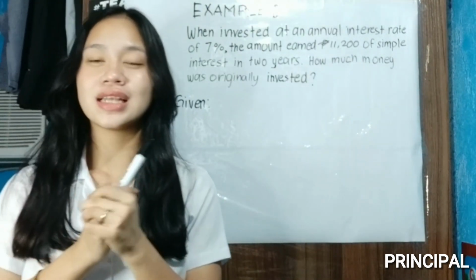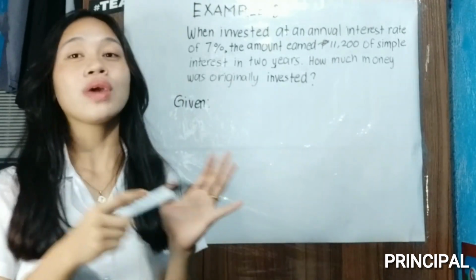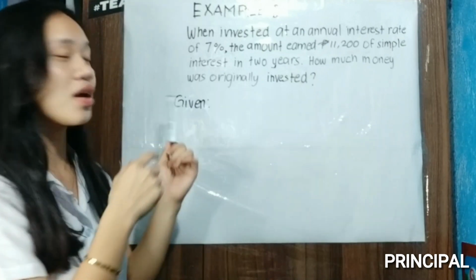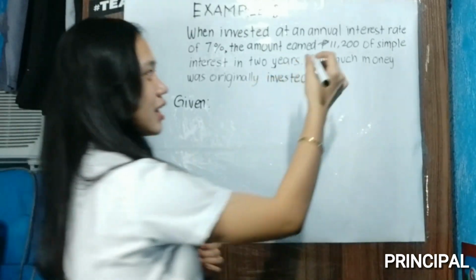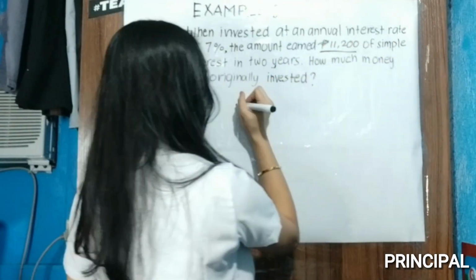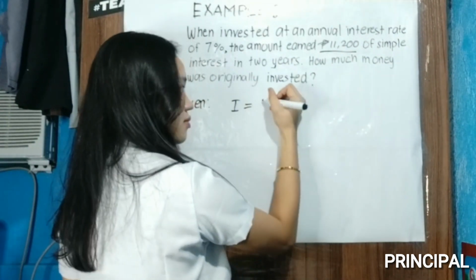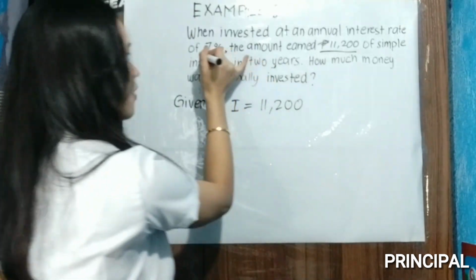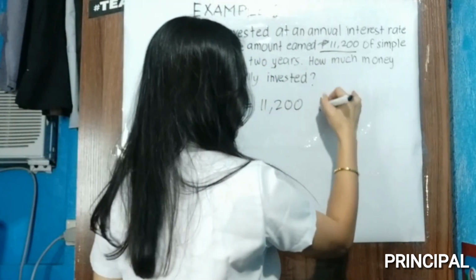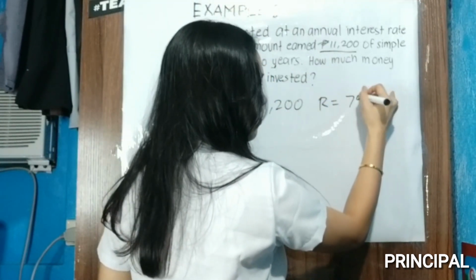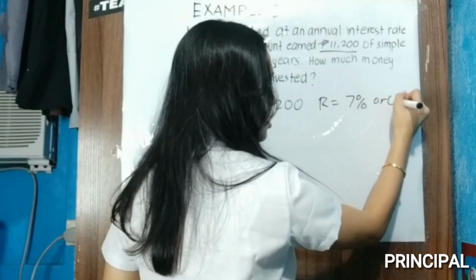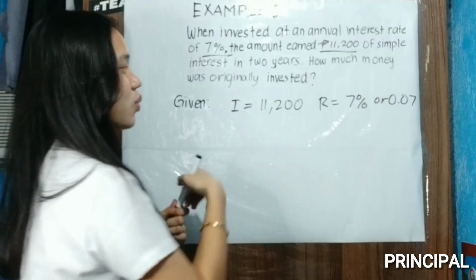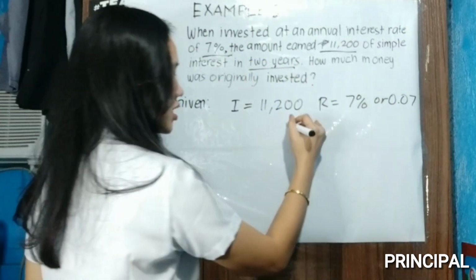For us to easily find the principal, we first have to look for the following given in our problem. In our example, we have the given 11,200, which is the interest, and we have the 7%, which is of course the rate, 7% or 0.07 when converted into decimal, and we have the 2 years, which is the time.